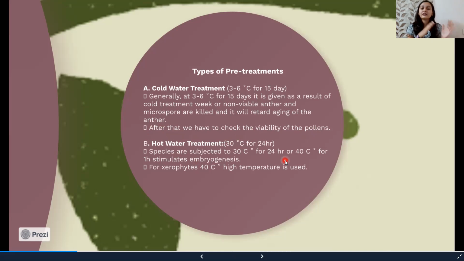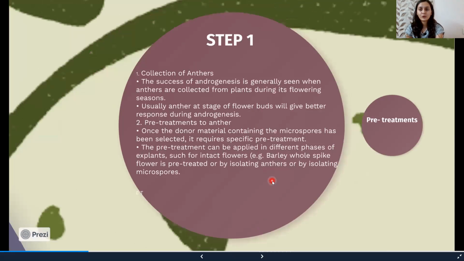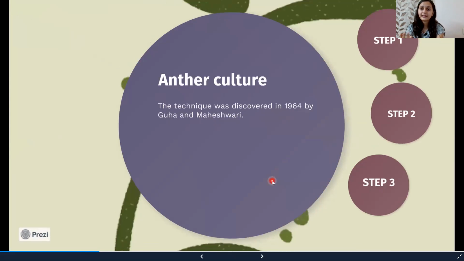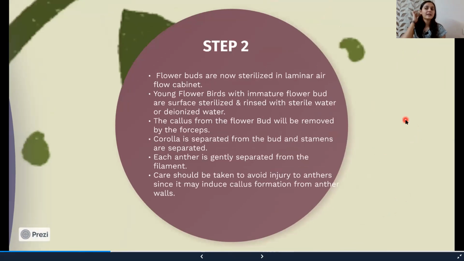Hot water treatment, generally 30 degrees Celsius for 24 hours. The plantlets are kept for 24 hours at 30 degrees Celsius, and this is the hot treatment. And for xerophytic plants, 40 degrees Celsius or even higher temperature is given to break the sporopollenin or to check the viability of the anthers, right?